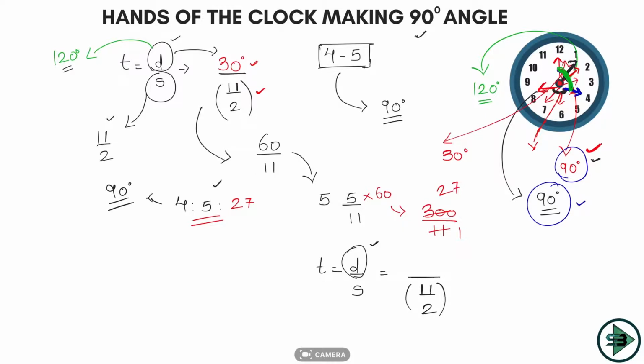When the angle asked was 90 degrees for the first time, it traveled this much part, 30 degrees, such that the angle remaining was 90. But when I am asking you that the angle becomes 90 for the second time, what is the distance that is being traveled by this minute hand?